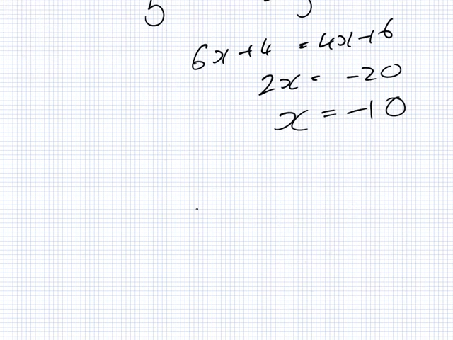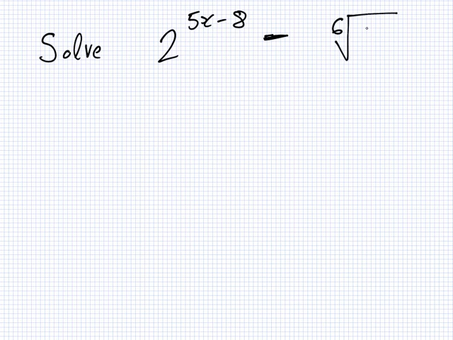Yep, alright. So let's do another one like this. I'll let you try it first. So, solve 2 to the power 5x minus 8, minus the 6th root of 64 to the x minus 4 equals 0.